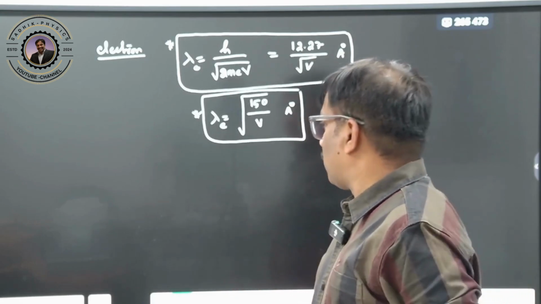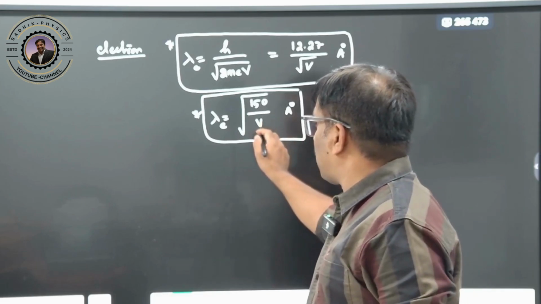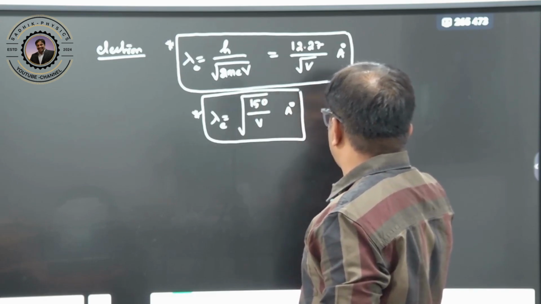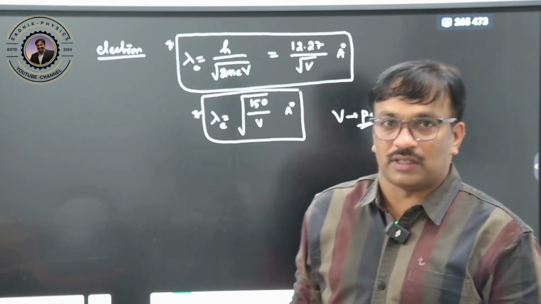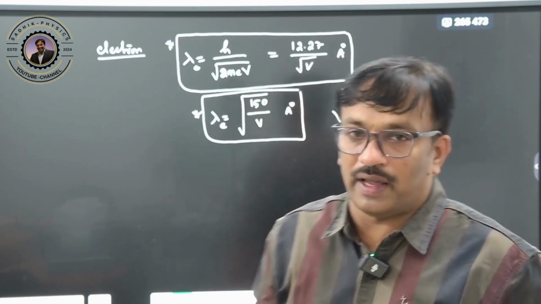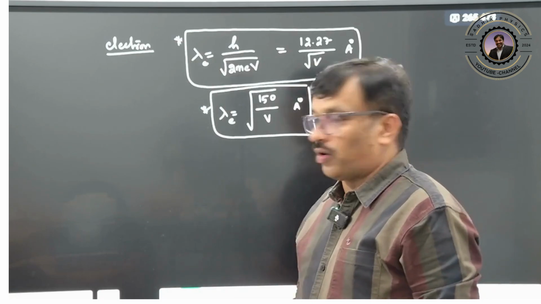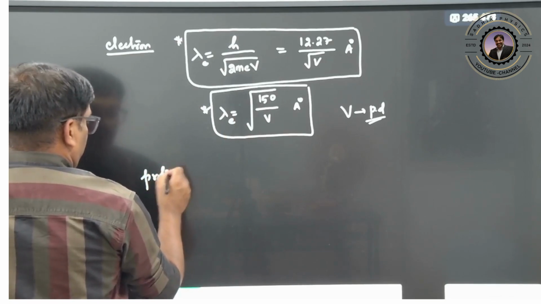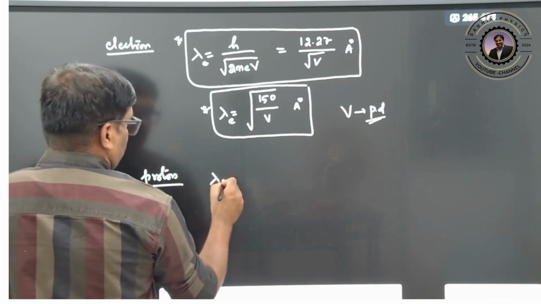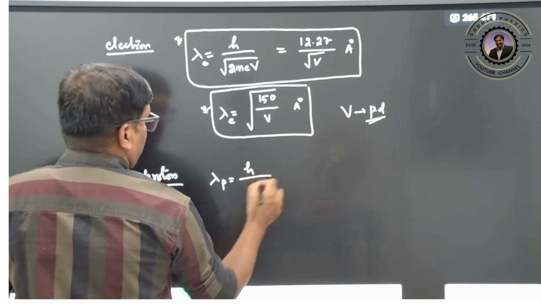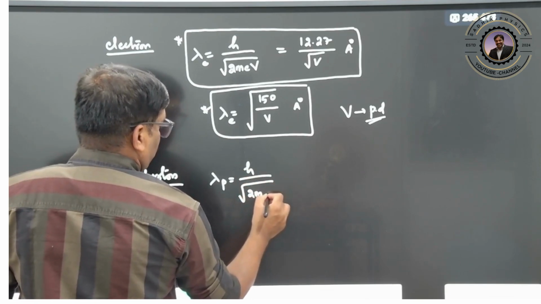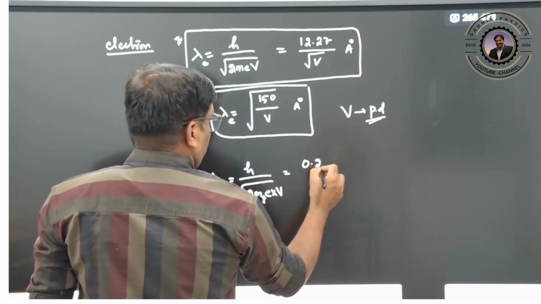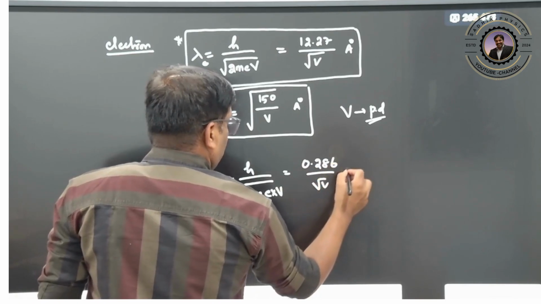So very easily you can solve the problems if the particles are accelerated with some potential difference. V is not the velocity, V is nothing but the potential difference. Be careful now. Clear? Not velocity. And the answer will be in terms of Armstrong. This is for the electron. Similarly, for the proton, you can write it as h by square root of 2 into mass of the proton into charge into V. Mass of the proton is different. So you can rewrite it as 0.286 divided by root V in terms of Armstrong.